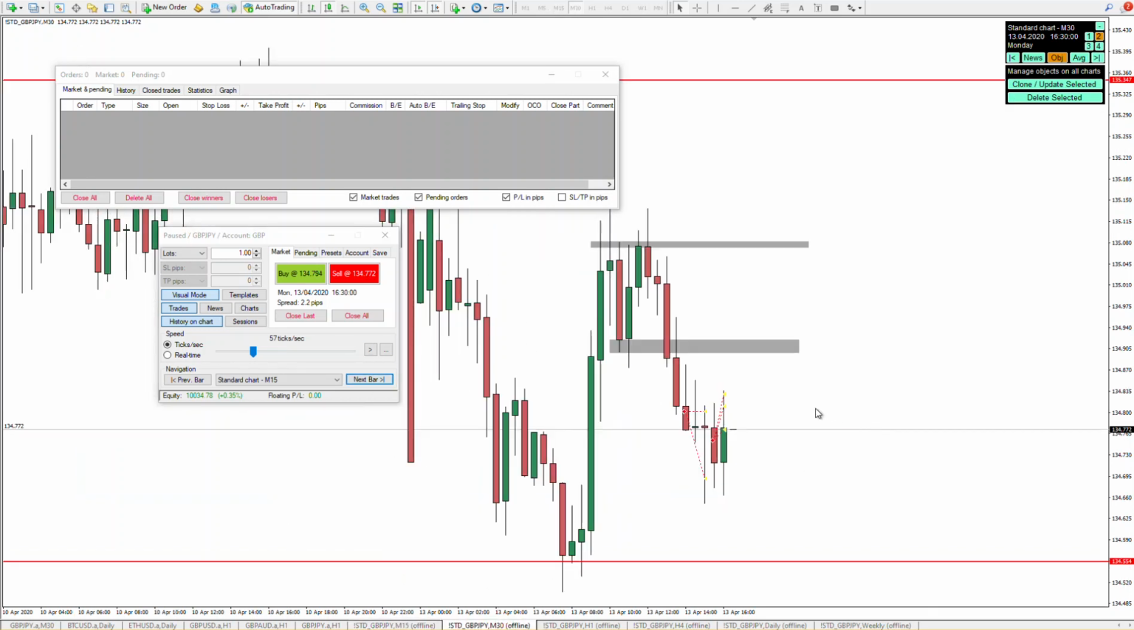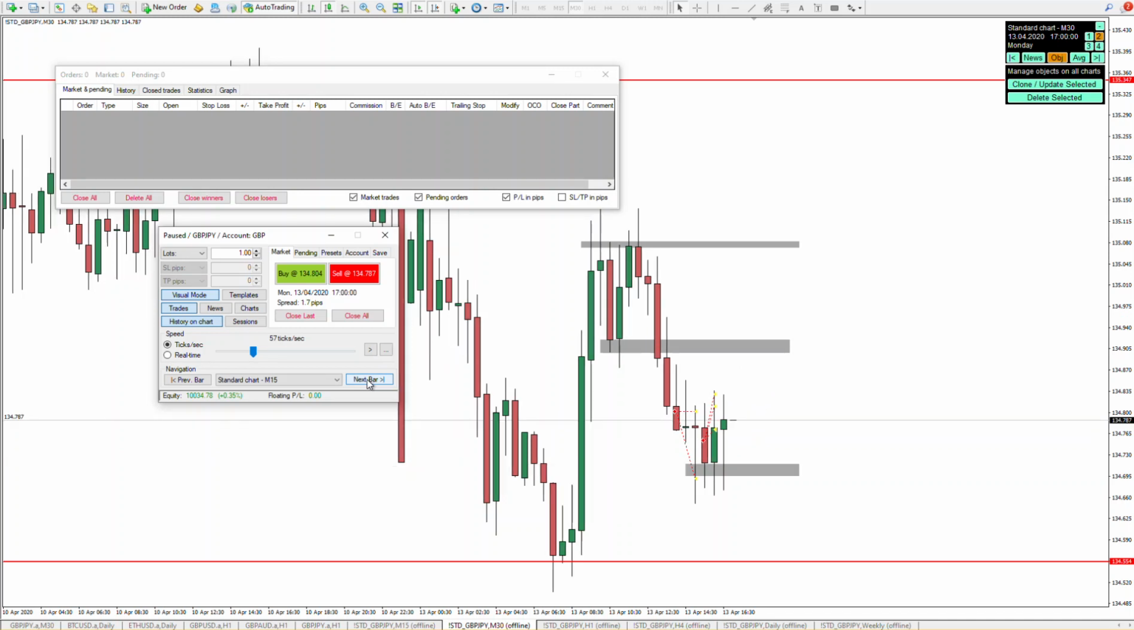And M30 created support. Made a higher high. Created support but was not able to pass this resistance. So now, oh wow, another rejection. Now we got the break of this resistance.